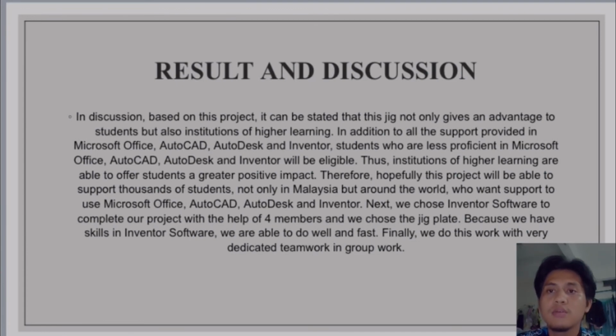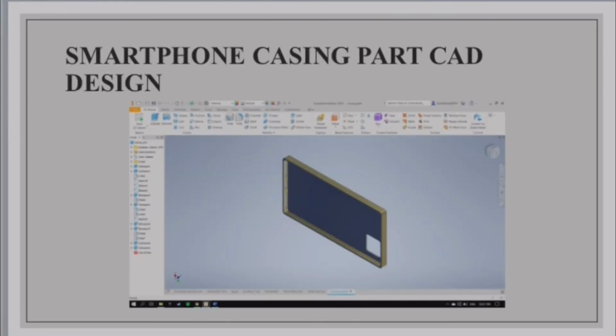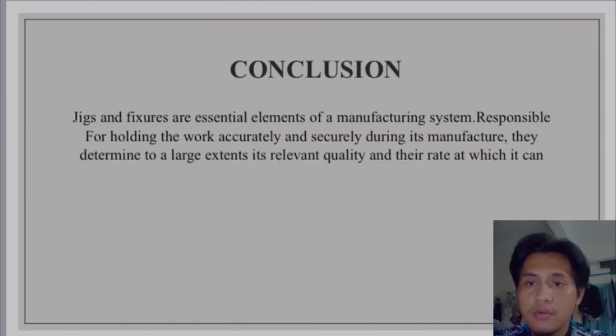In the discussion based on this project, it can be stated that this jig not only gives an advantage to our result. And this is our smartphone casing, and this is our jig part design.